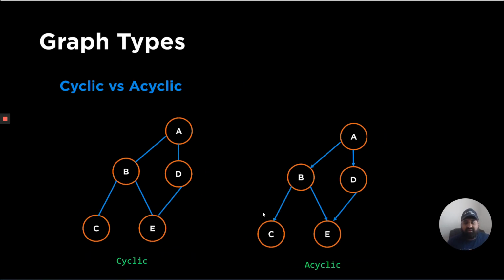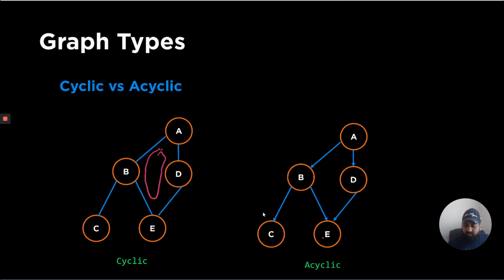The fourth type is this idea of cyclic versus acyclic graphs. On the left, we have a cyclic graph because A, B, D, and E form a cycle. While on the right, we have an acyclic graph. Although it might look like a cycle, if we see this is a directed graph and there's no path between A, B, E, D, and A. It's actually A, B, E and A, D, E, two separate paths.